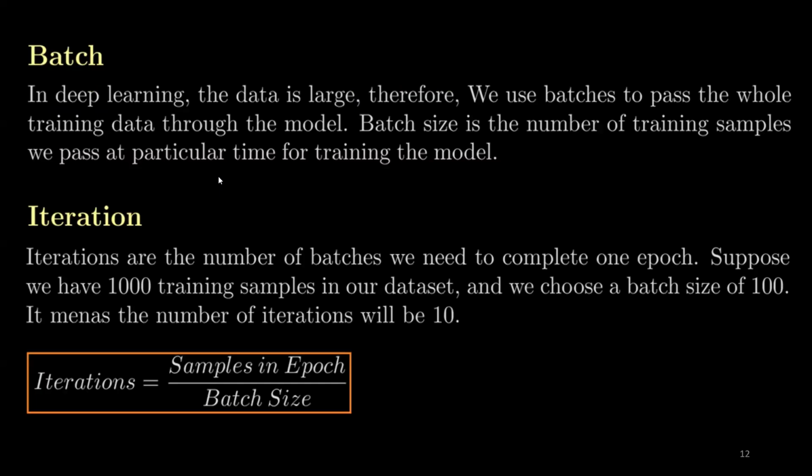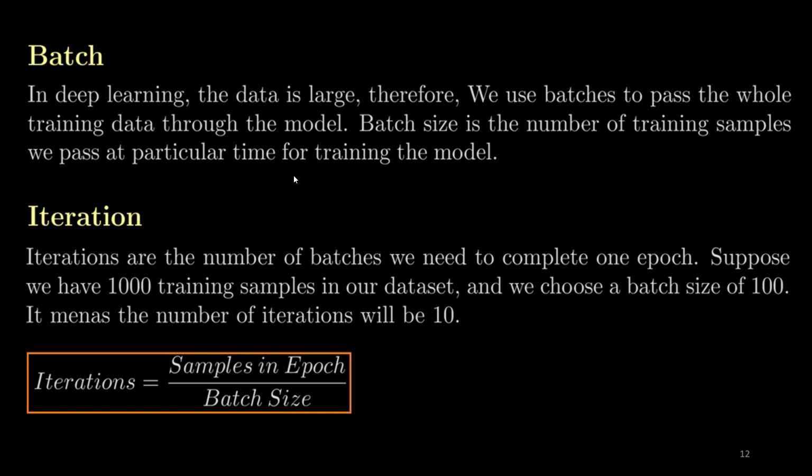But what happens in deep learning? Usually in deep learning, data is very large and we have a large number of training samples. Suppose we have 20,000 or 30,000 training samples. It is not a good idea to pass all the samples at once. Therefore, in order to avoid this situation, we use batches to pass through the machine. Batch means selecting a small portion of the epoch. That is, batch size is the number of training samples we pass at a particular time for training the model.